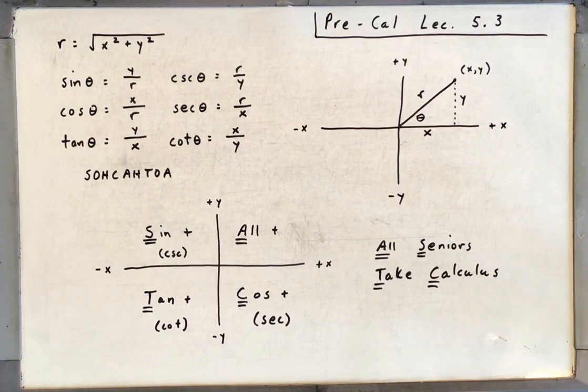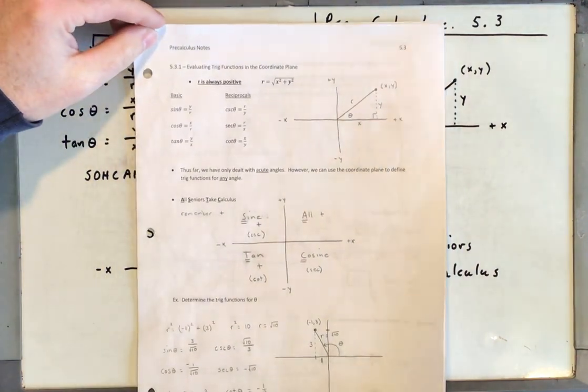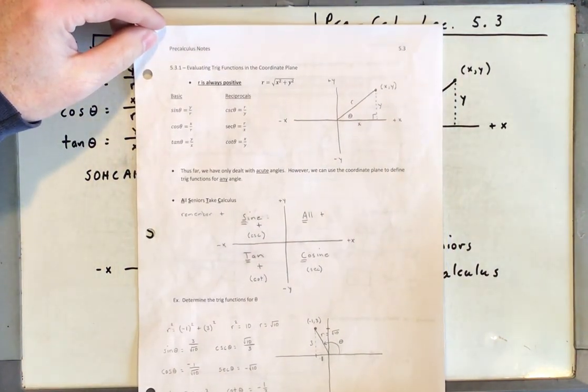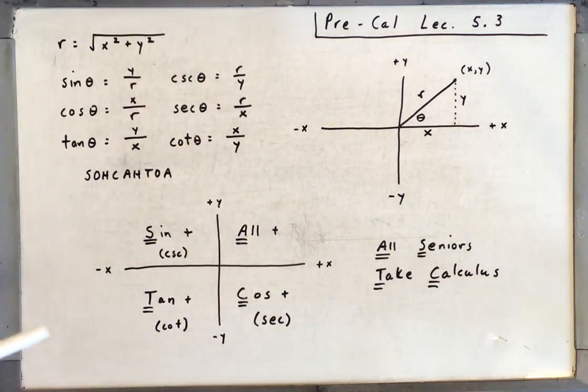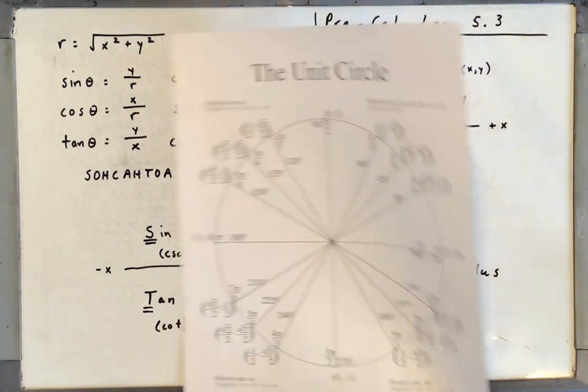Hello, this is Pre-Cal Lecture 5.3. What you're going to need for this lecture is a blank printout of your Pre-Calculus 5.3 notes. And you'll also want to have your unit circle handy.